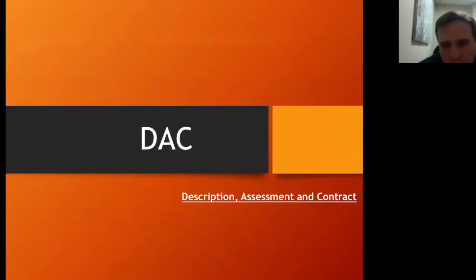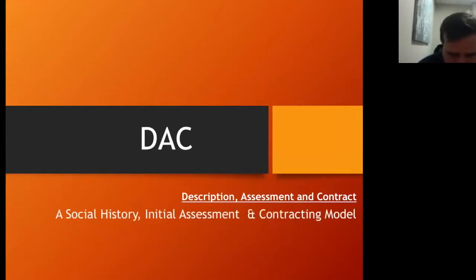And we want to help other clinicians start to use the language of inclusivity and strengths when they're talking about their clients. So the DAC, this is a way to think about how we start to formulate and create a treatment plan. So description, assessment, and contract. That's what each one of the letters stands for. So what you're talking about is a social history, an initial assessment, and a contracting model.